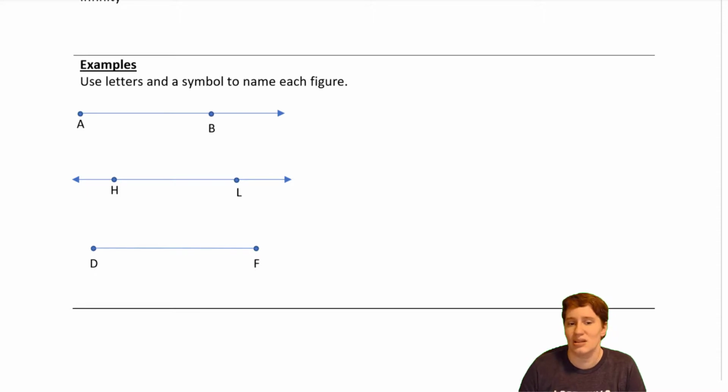The only one that the order matters on is a ray, which is the first one. It has to be A first and then B, because for a ray, I guess you could do it the other way if you made your ray face the other direction. But basically we're saying that the letter that's next to our starting point is our starting point on this ray. So this would be AB with a ray pointing to the right.